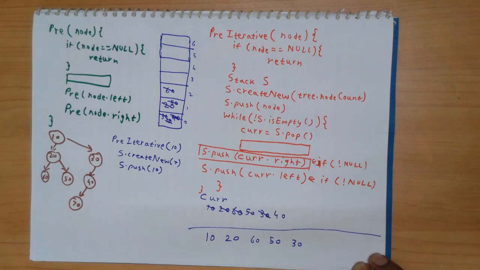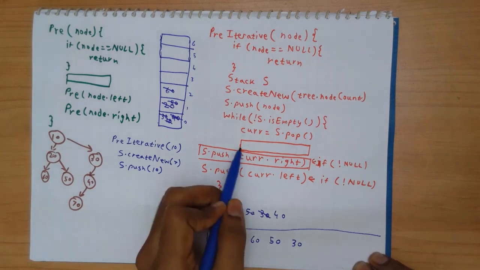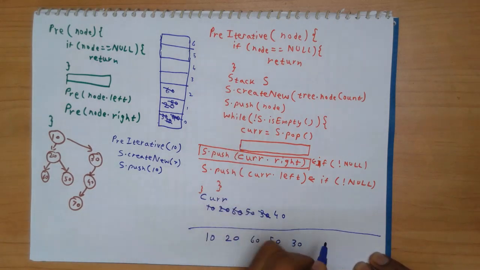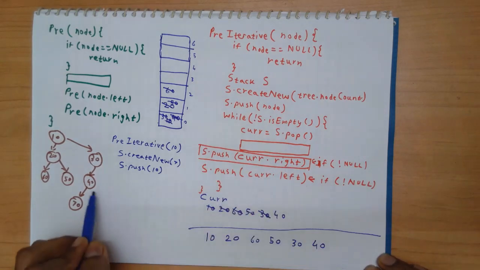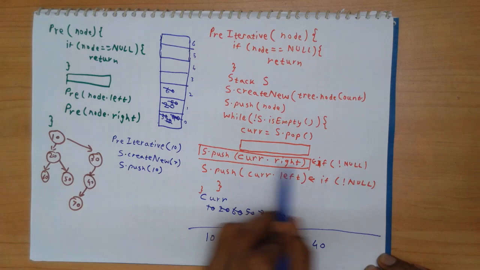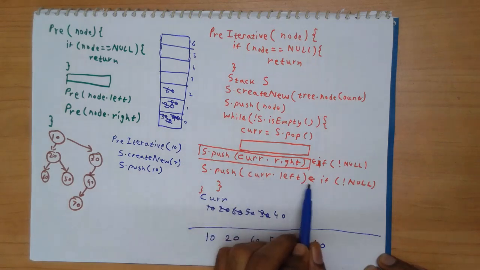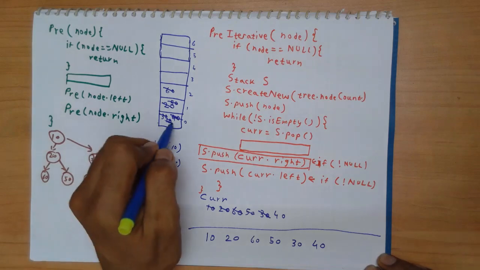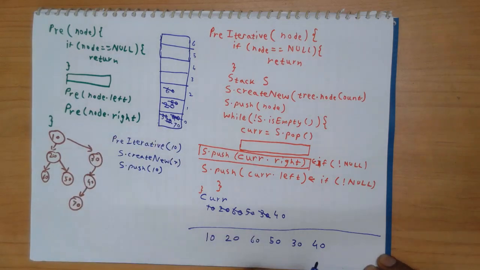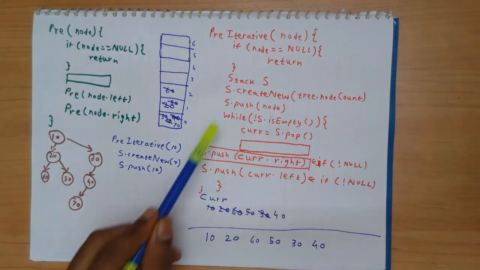And once my current becomes 40, I have to execute this block which says just print the element and then ask the question about the right subtree of 40. It is null, so don't push it. Then ask the question about the left subtree of 40. It is 70, so go and push it. So I will have 70 stored here in my stack. I pushed it and then go back to the beginning of the loop.